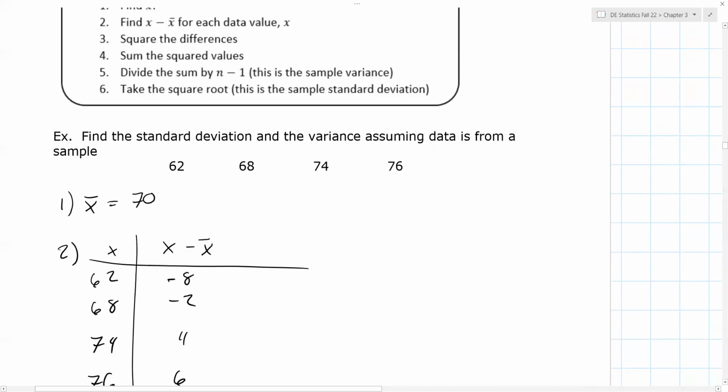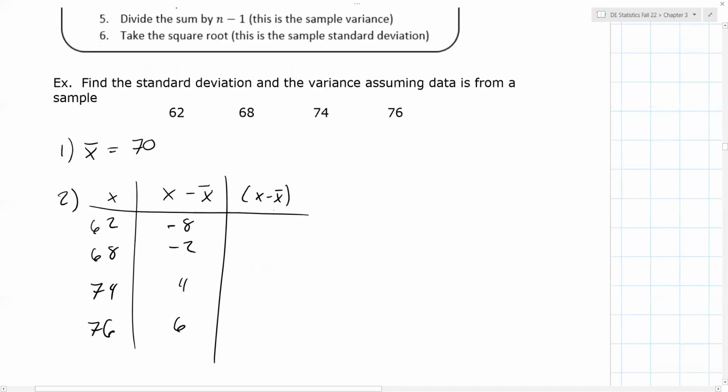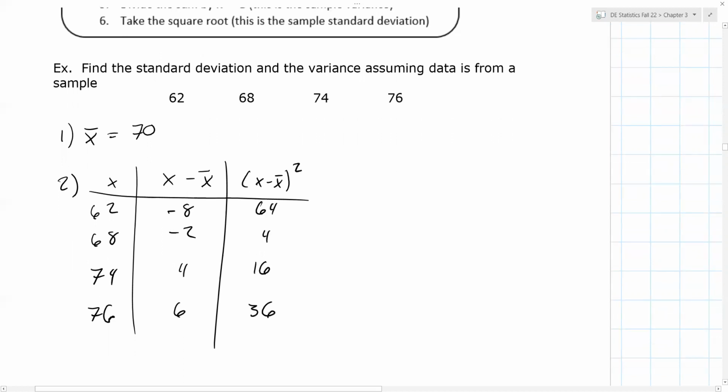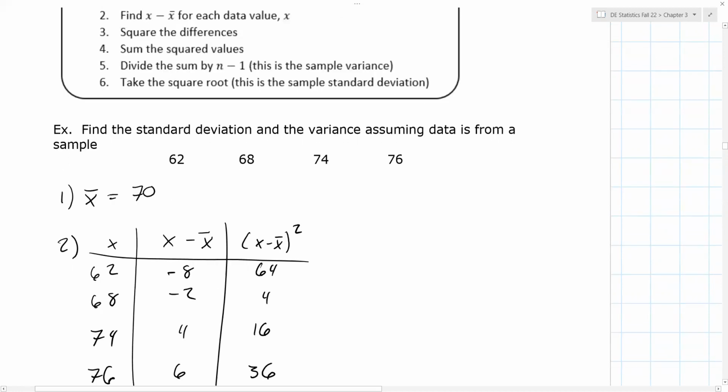I find the difference, or how far away each data point is from the average. Column 3, I'm going to take that X minus X bar that I just found. I'm going to square it. That's step 3, square the differences. That gives me 64, 4, 16, 36. Then I'm going to do step 4, which is sum those differences. So this is actually steps 2 and 3.